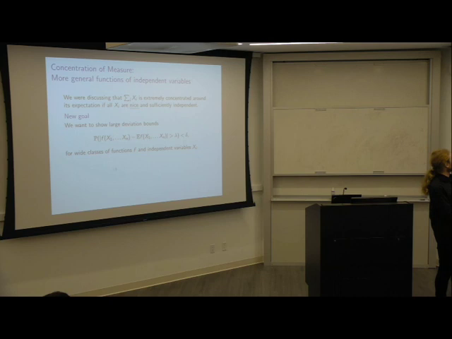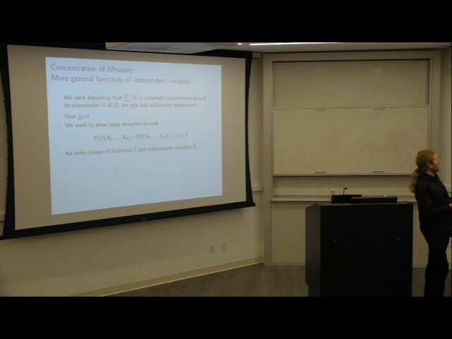Let's say that we have some arbitrary complicated function f, a function that takes n variables and spits out a real number. And we want to say that if we apply this f to a bunch of nice independent random variables, then in fact, f of x1 to xn is extremely well concentrated around its expectation. So we aren't looking at sums of independent random variables anymore. We are looking at some more complicated functions.